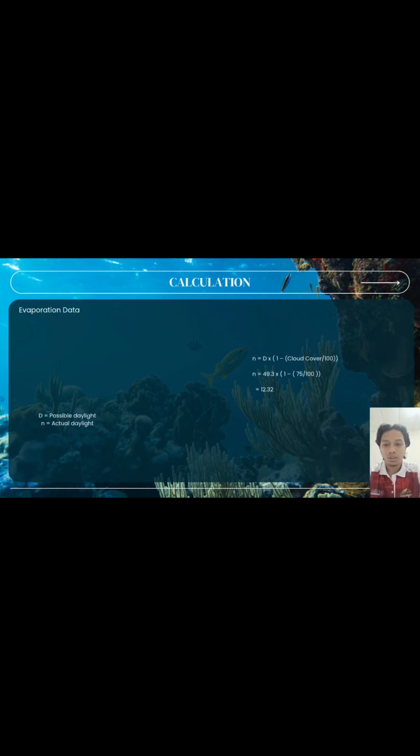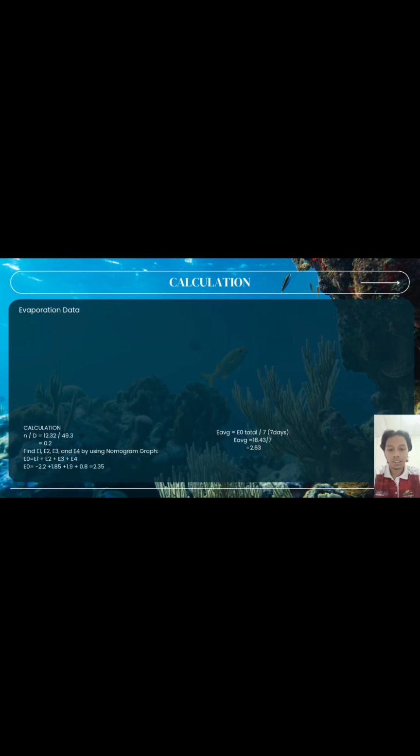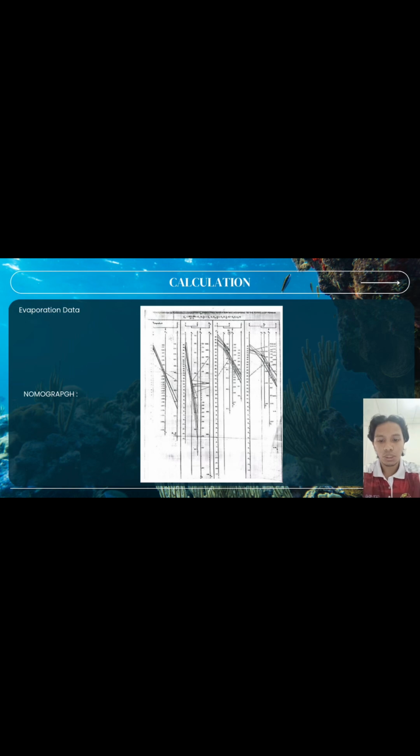So for evaporation data, first thing we need to find cloud cover and possible daylight D by using a website, and then calculate N, which is possible daylight times 1 minus cloud cover divided by 100, and then we get 12.32. Then this is the photo from the website. We need to find temperature, humidity, solar radiation, and wind speed also from the website sources. Then we use the nomograph to find E1, E2, E3, and E4. Then average EO. Then we get E average, which is E total divided by 7 days. We get 2.63 millimeter per day for evaporation data. So this is the nomograph that we use.